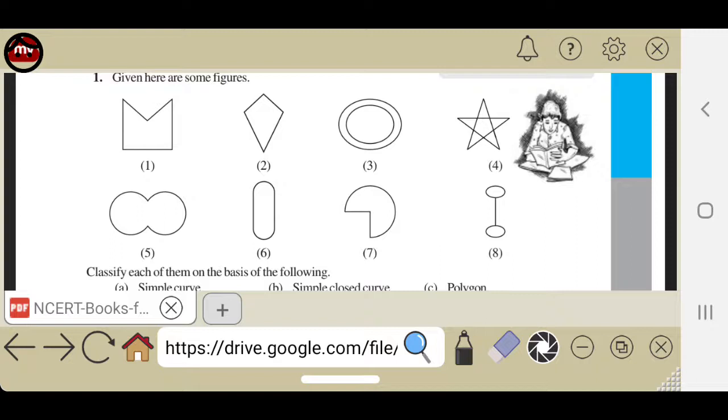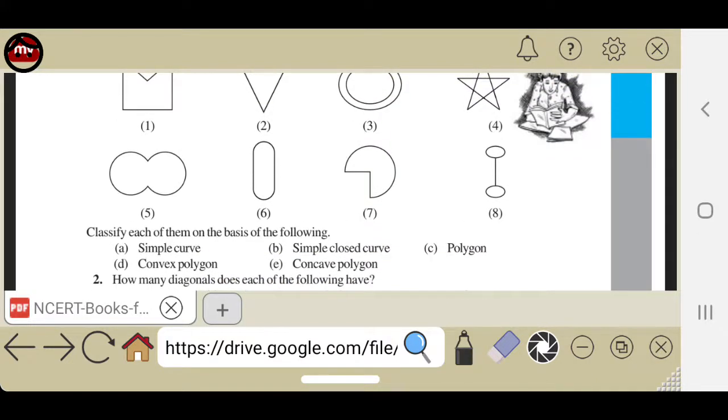Question B, simple closed curve. Simple, but it is closed. Same, 1, 2, 5, 6, 7 are simple and closed. Then polygon, question C. You know that a polygon is a simple closed curve made up of line segments. So 1 and 2 are polygons.